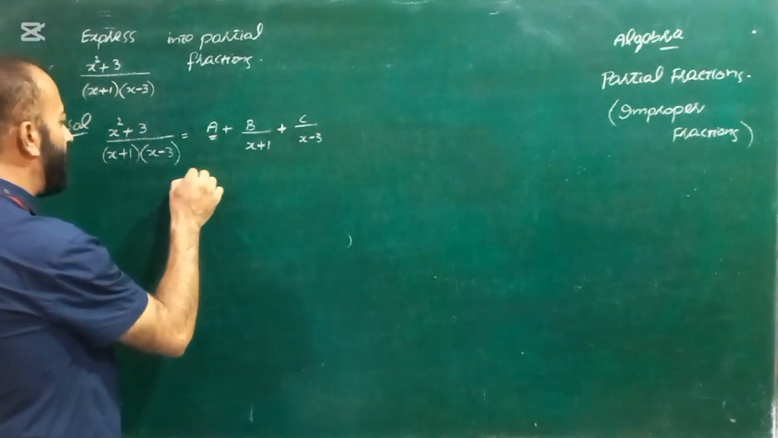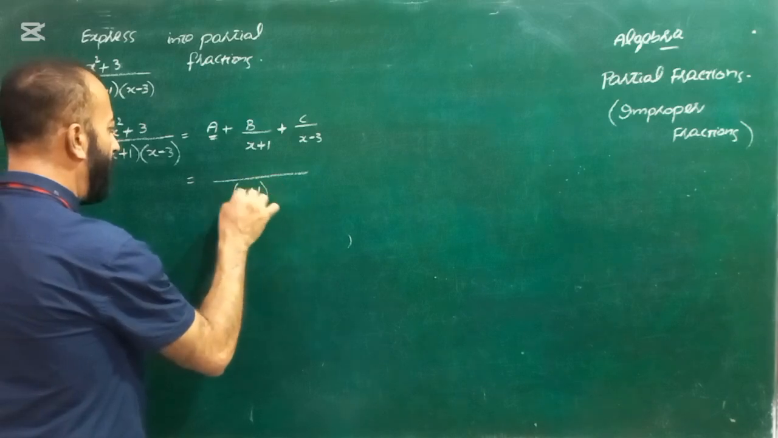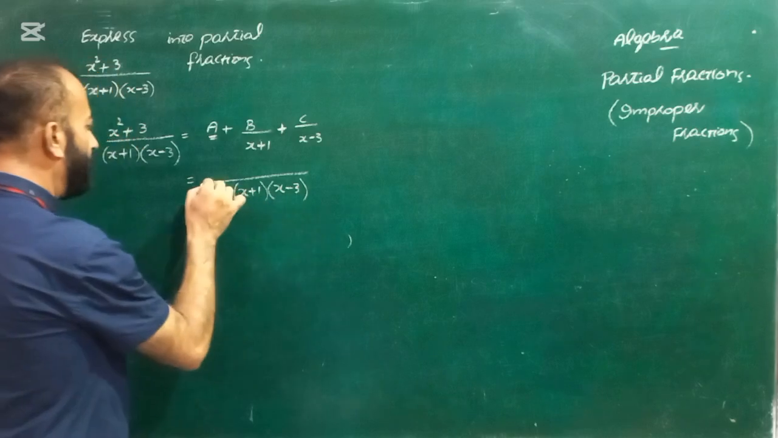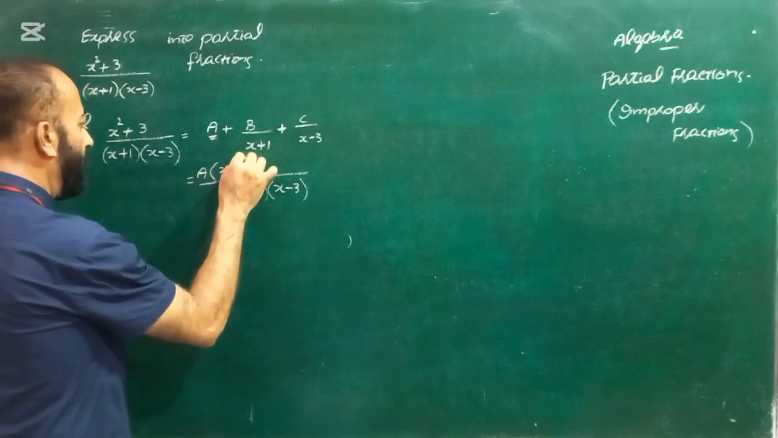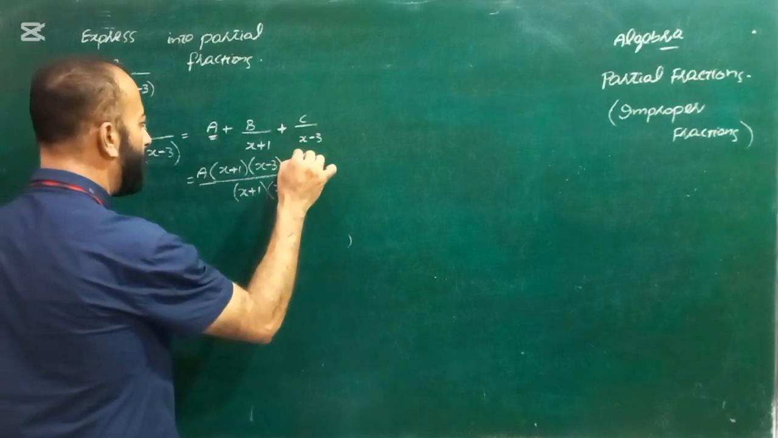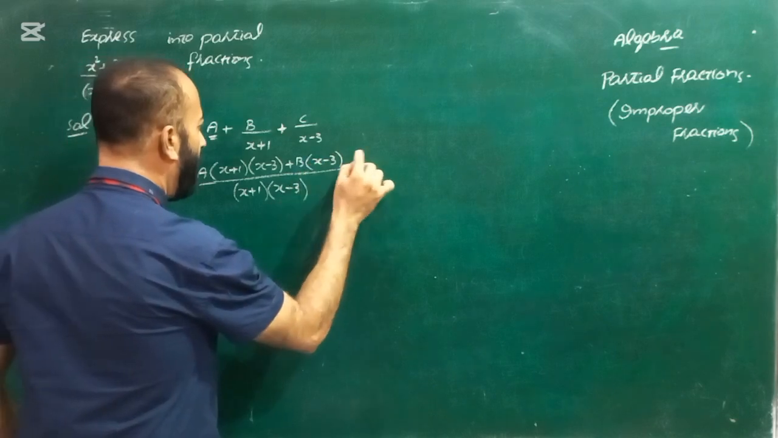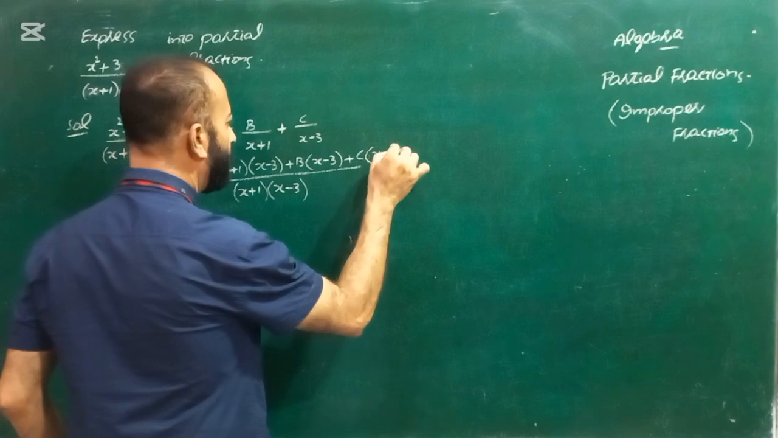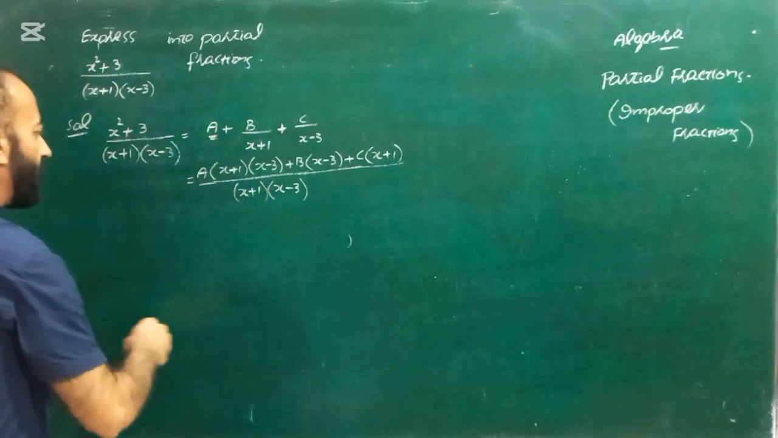At this step you will take the LCM. So (x plus 1) into (x minus 3) is the LCM. So A into (x plus 1) into (x minus 3) plus B into (x minus 3) and plus C into (x plus 1). So this step is done. The denominator will be cancelled on both sides.